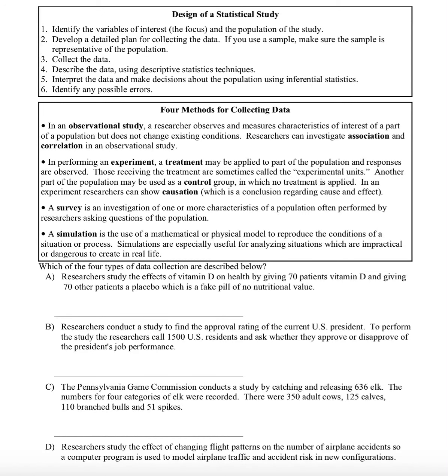The following are the steps to designing a statistical study. First, we'd want to identify variables of interest and the population that you want to study. Then, you'd want to develop a detailed plan for collecting your data. If you're going to use a sample, try to make sure that the sample is as representative of the population as possible. Next, you'd want to collect the data.